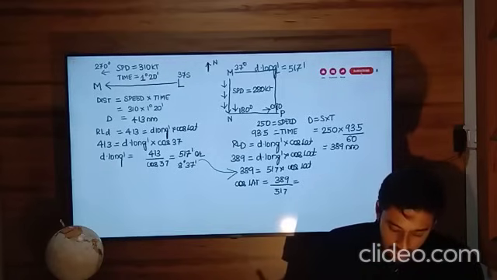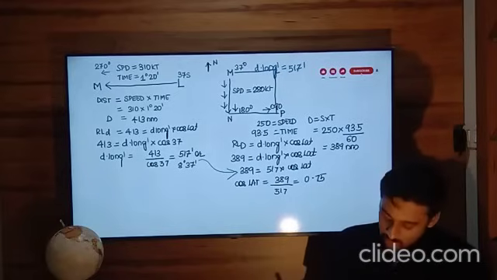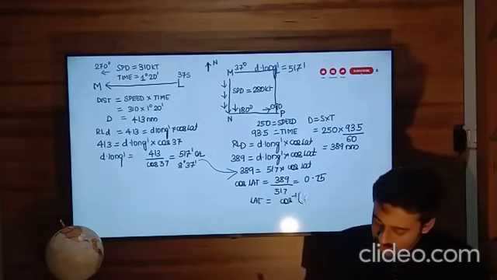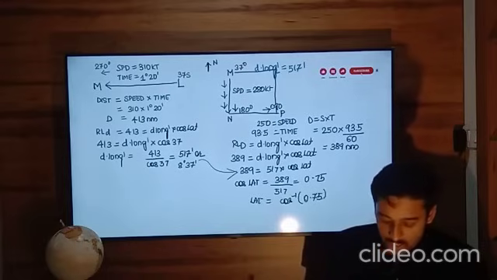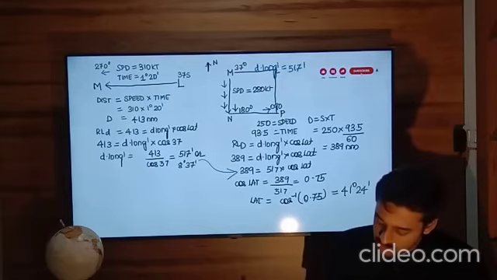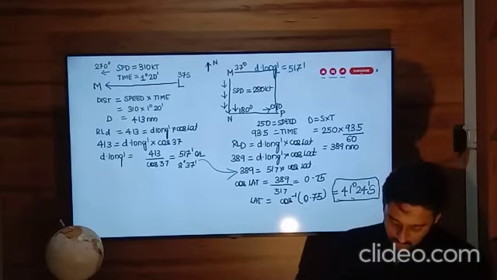So cos of latitude is 0.75. So latitude will be equal to cos inverse 0.75. So that is equal to 41 degree 24 minutes south. We are in the south hemisphere.